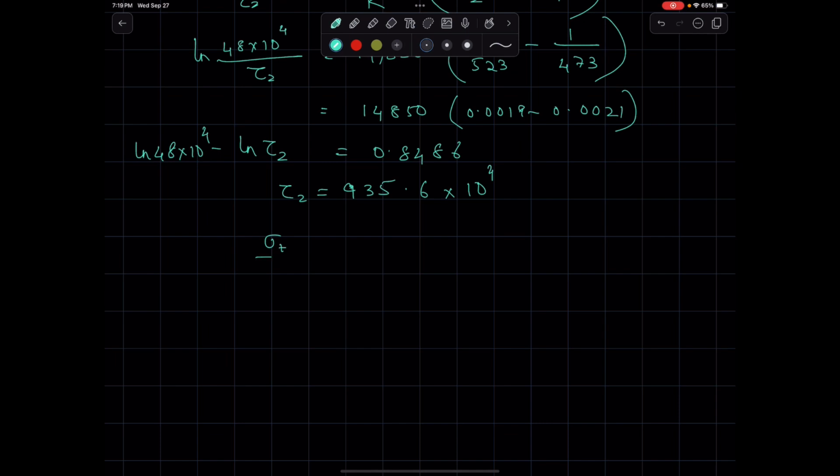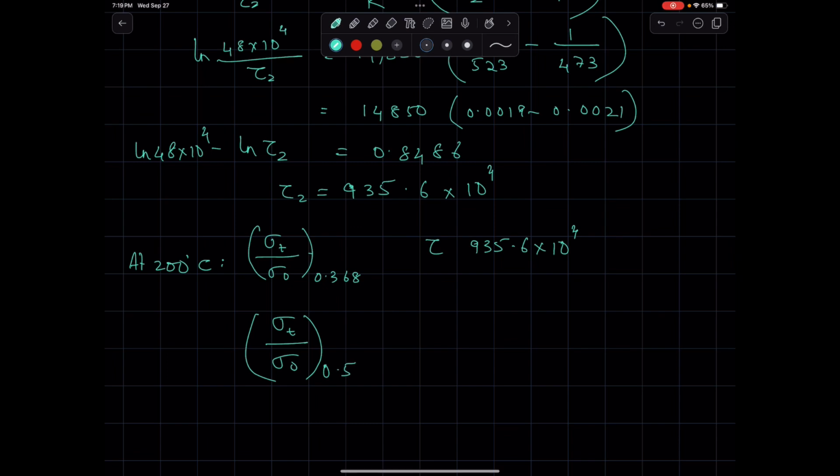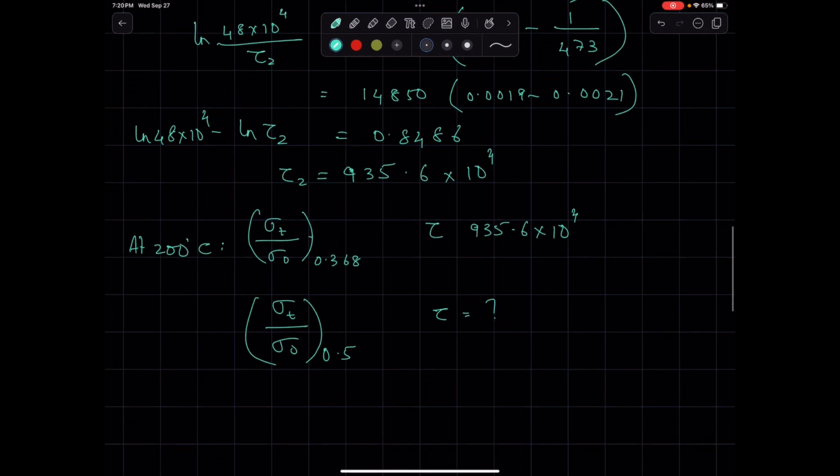Sigma t over sigma 0 at 0.368 corresponds to a relaxation time of 935.6 times 10 to the power 4. And this is at 200 degrees centigrade. So we want to find out the relaxation time at 50%. That's the question. So at 0.5, what would tau be?